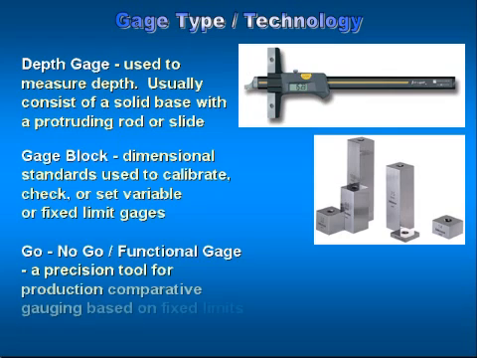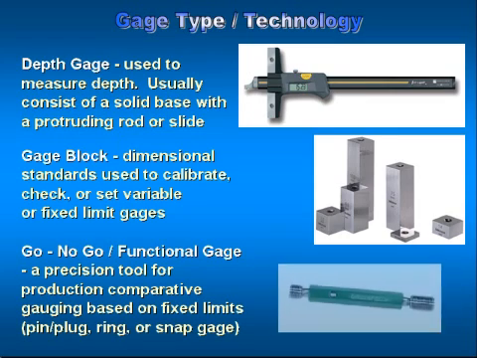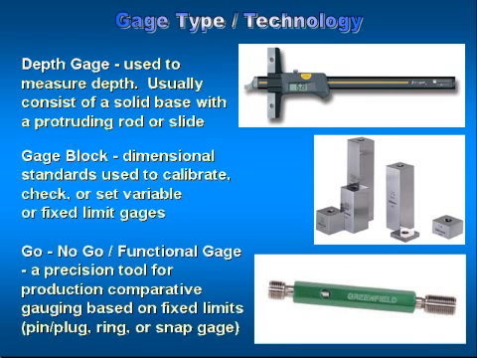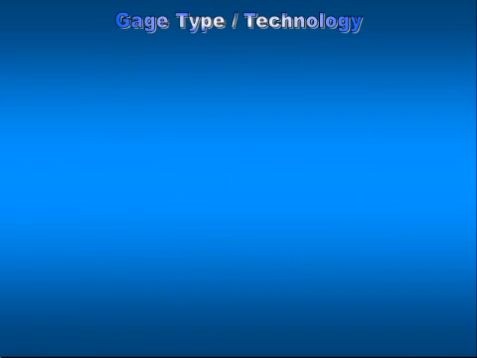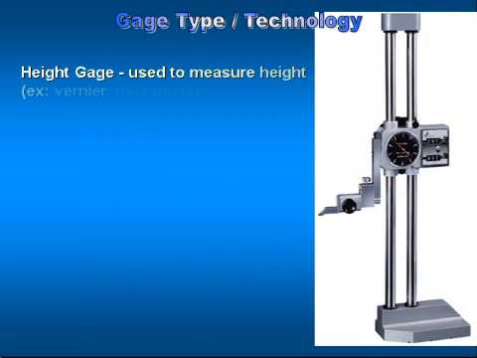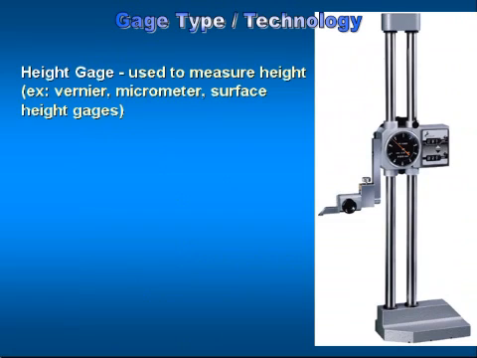Go-no-go or functional gauge. This gauge is a precision tool for production comparative gauging based on fixed limits, such as a pin plug, ring, or snap gauge. Height gauge. This gauge is used to measure height. An example of a height gauge is a vernier, micrometer, and surface height gauges.